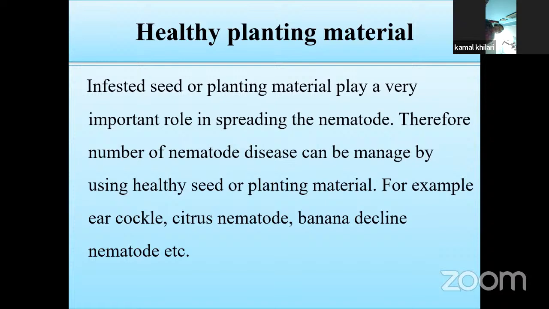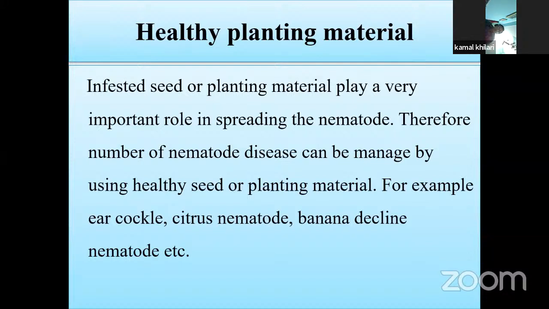So this propagating material, seedling and planting material, is very important. Your planting material or seedling should be completely free from the nematode. If your planting material is completely free from nematode, there is less chance of damage to the crop from this nematode. So this planting material should be completely healthy. And there is one important example of this guava nematode, guava root knot nematode.